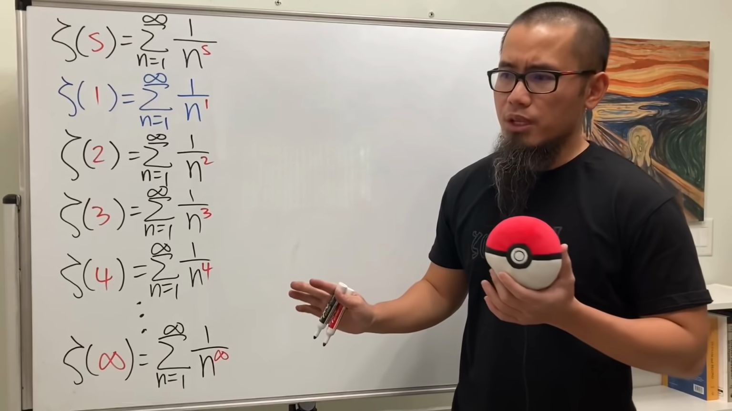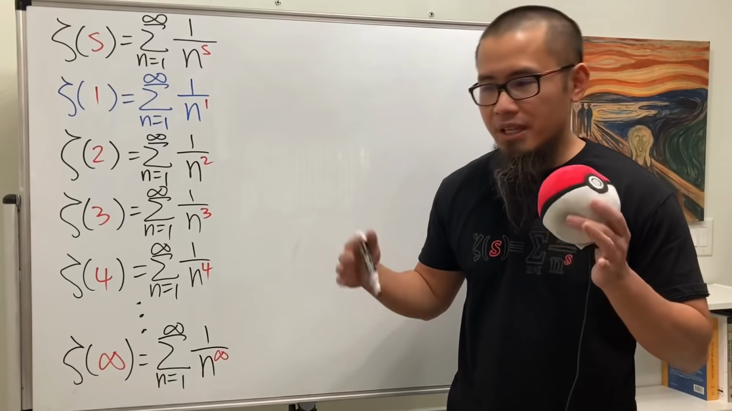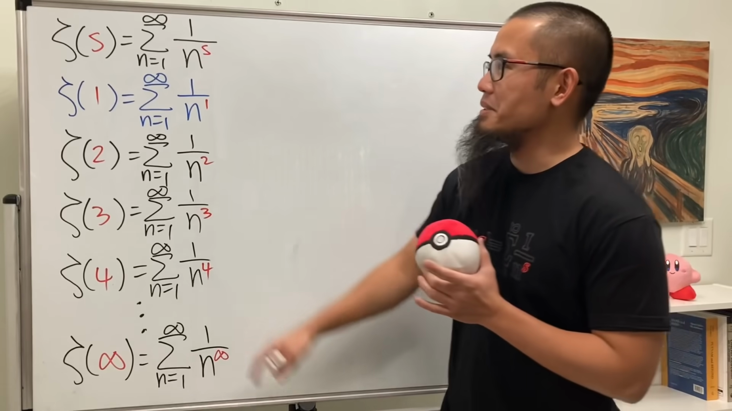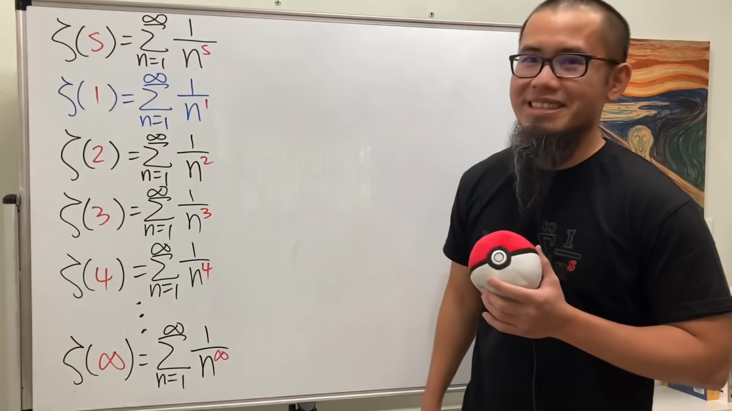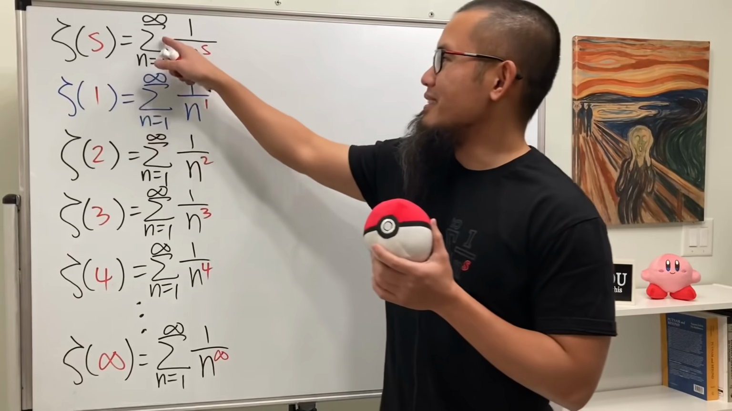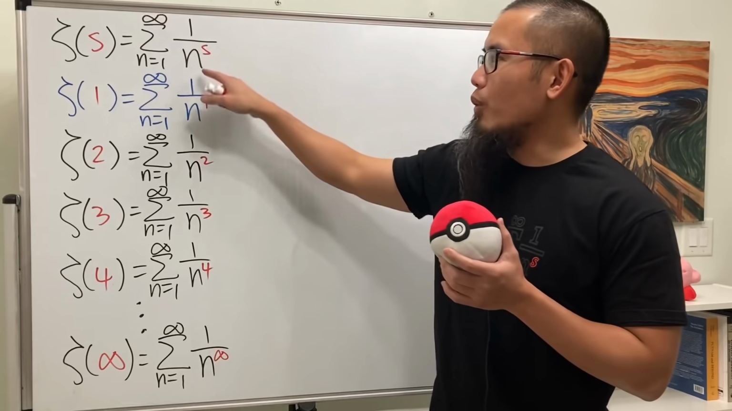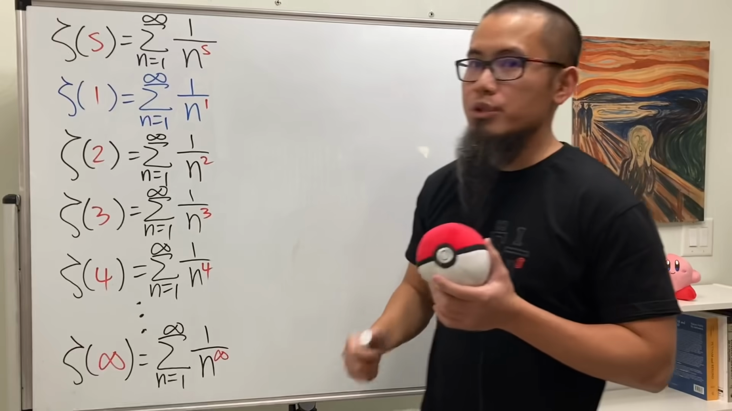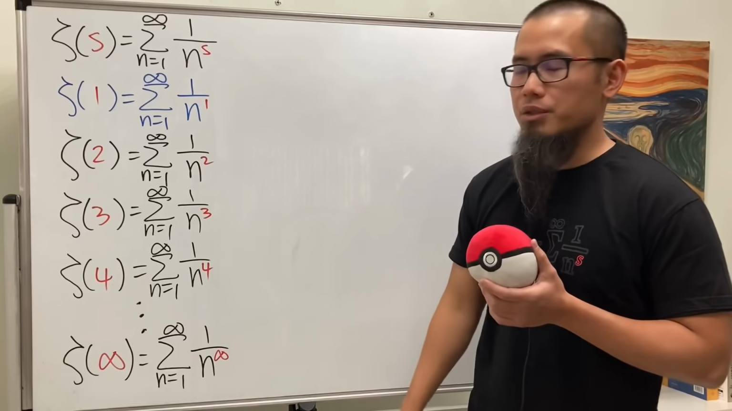We are not going to get into a lot of details. We are not going to talk about the analytic continuations. More importantly, we are not going to plug in -1 into the S. Okay? Alright, anyway, zeta of S is defined to be the series as n goes from 1 to infinity of 1 over n to the S power. And this should remind you of the P series from calculus 2.